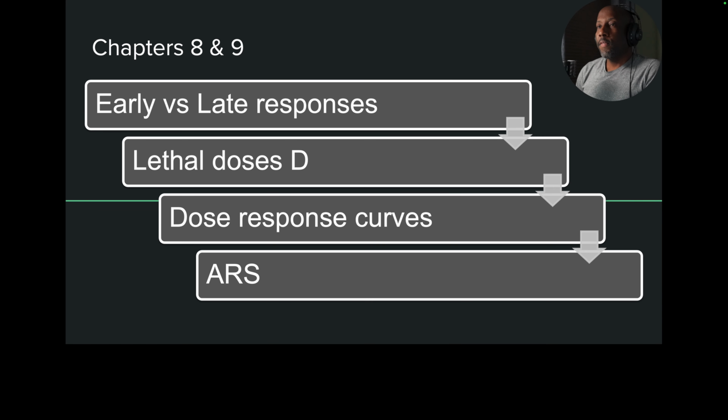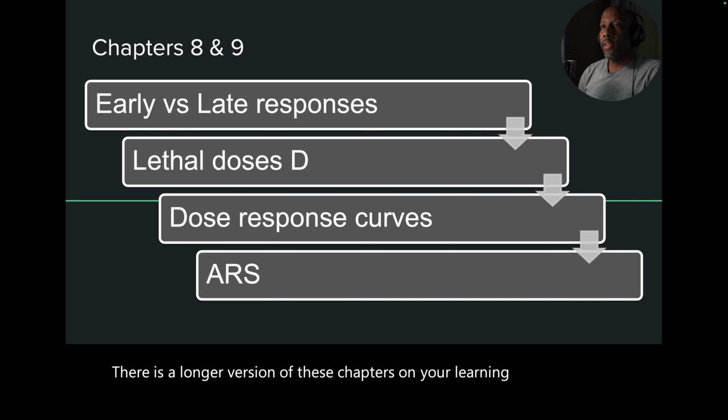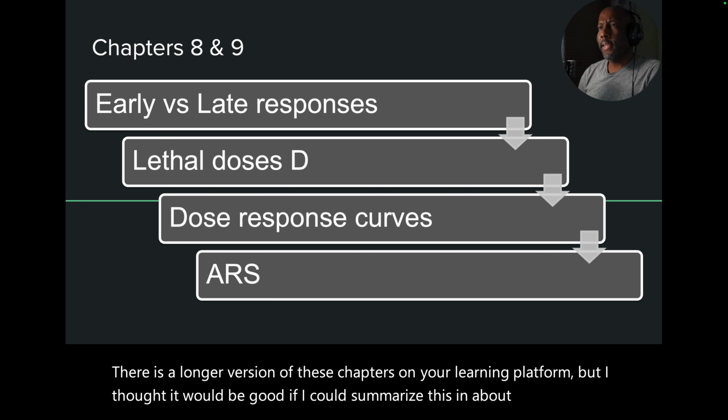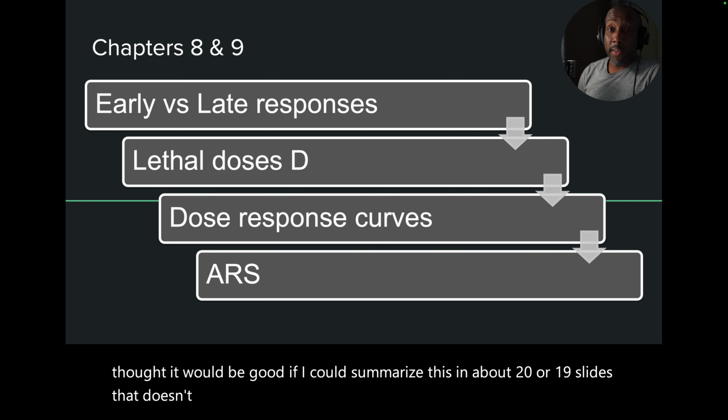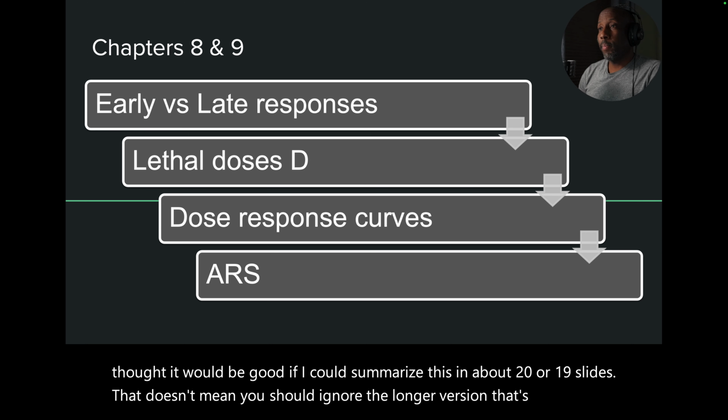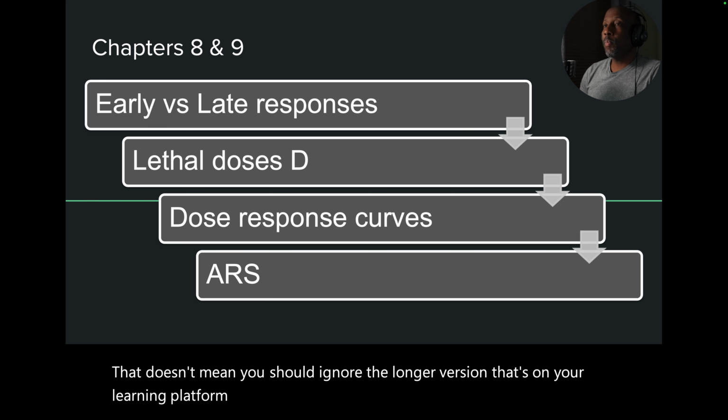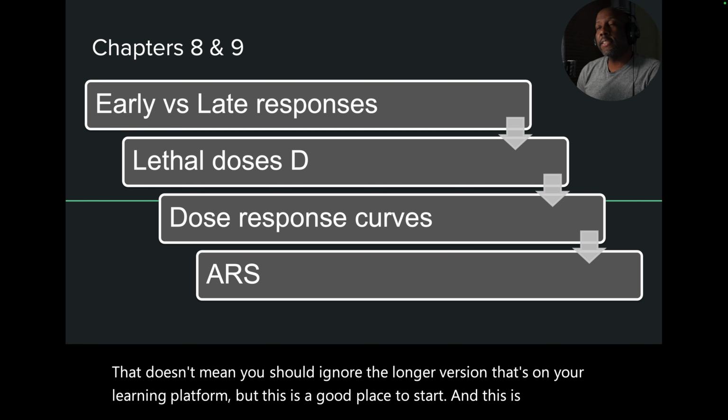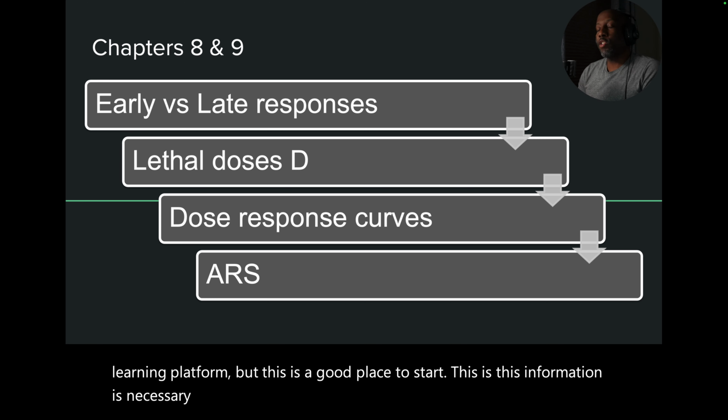There's a longer version of these chapters on your learning platform, but I thought it would be good if I could summarize this in about 20 or 19 slides. That doesn't mean you should ignore the longer version that's on your learning platform, but this is a good place to start. This information is necessary for the registry as well as upcoming quizzes and other evaluations.